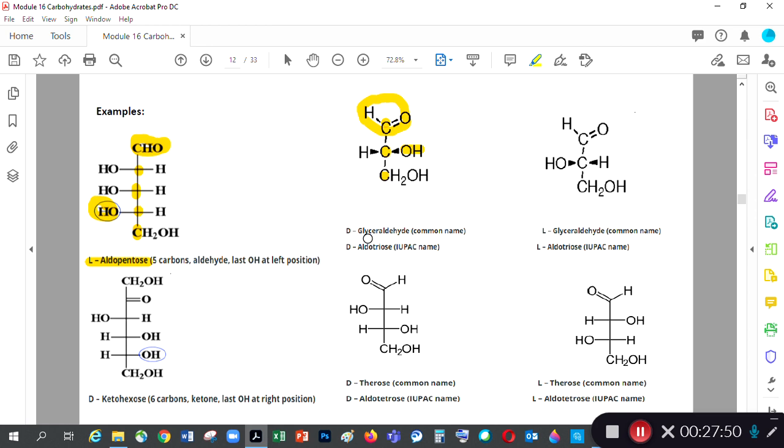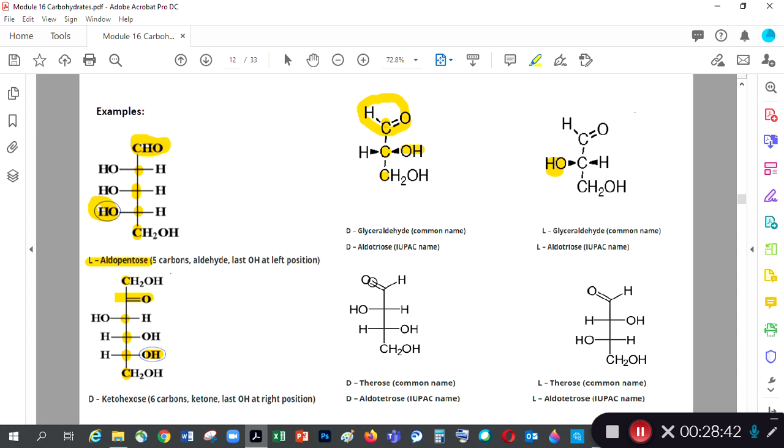That will be glyceraldehyde, D-glyceraldehyde, correct? And here we have the same one, but the OH on the left, so the common name will be L-glyceraldehyde, or L-aldotriose, the IUPAC name. And the other one is the same thing. Here we have a keto group, correct? And the OH on the right will be D. The number of carbons is 1, 2, 3, 4, 5, 6. So this is ketohexose, and D because the OH is on the right.